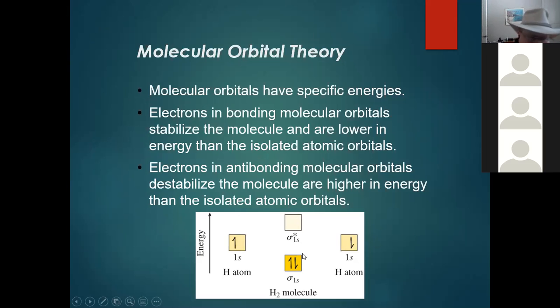Again, just like all the other orbital theories, the electrons get into the lowest energy level first. So they get put into the lowest energy level, and there are none in the antibonding. What this tells me is that because I have more bonding than antibonding, this molecule will exist. It's also telling me that with both of them in the same orbital, I have paired electrons, so it is going to be diamagnetic.